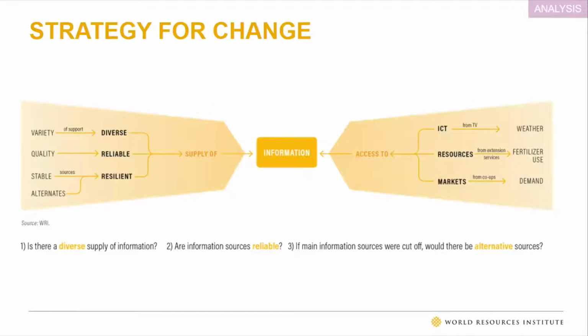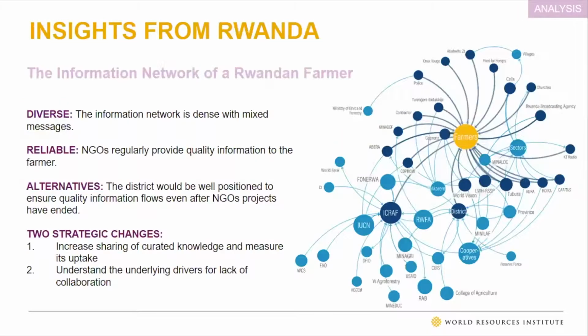So these are some of the questions that can prompt you as you're looking at this network to see how you can strengthen it. We give you an example here from Rwanda. This is the information network of a Rwandan farmer based on a case study we did in Gatsibo. And what you see is the farmers are in yellow, and you have the first degree actors in dark blue and the second degree actors in light blue.